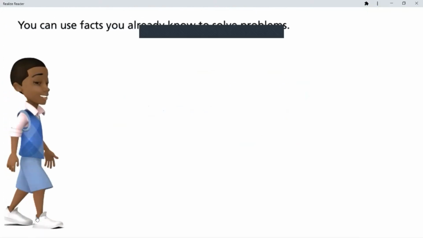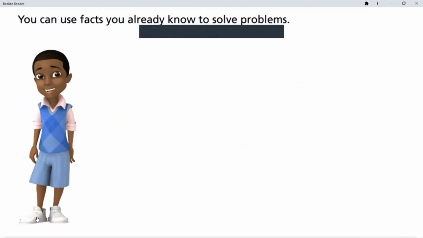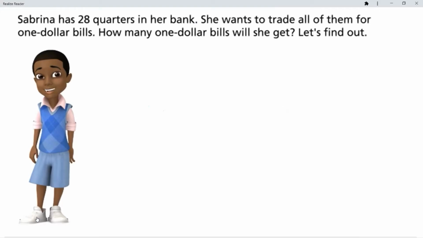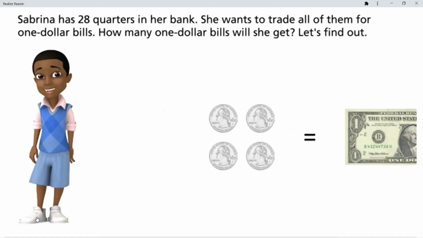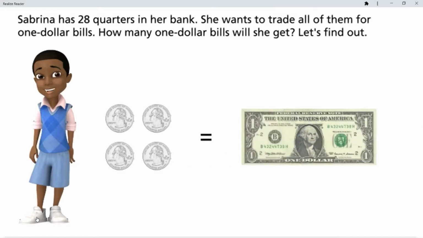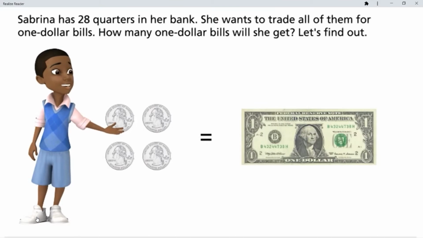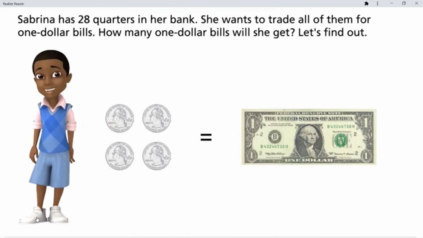You can use facts you already know to solve problems. Sabrina has 28 quarters in her bank. She wants to trade all of them for $1 bills. How many $1 bills will she get? Let's find out.